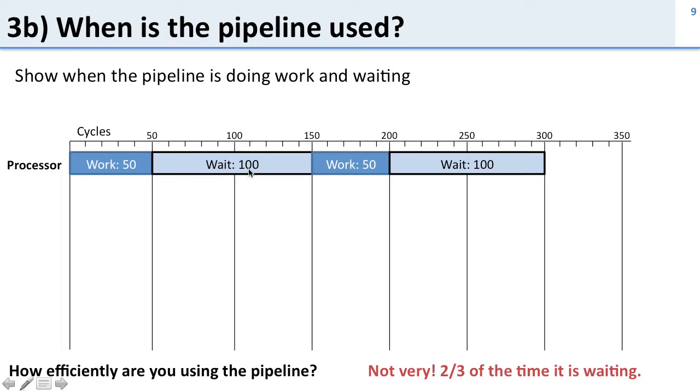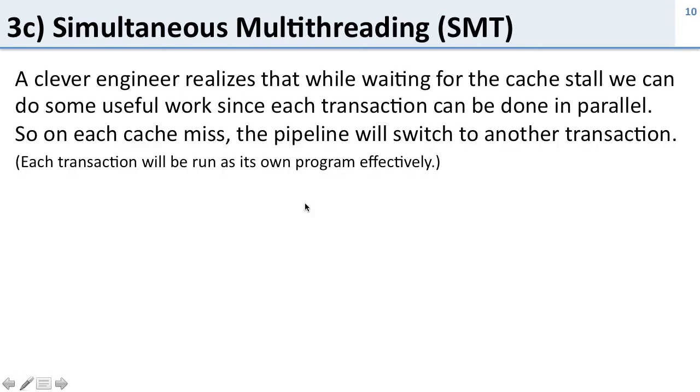Now the question is, we've got lots of these transactions. Can we figure out how to take one of these transactions and put it in here instead? So let's take a look at that. This is simultaneous multithreading, or the idea that you have multiple threads of execution or multiple programs running at the same time in a processor.